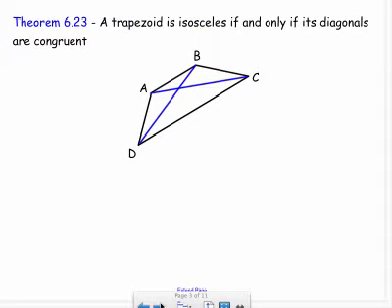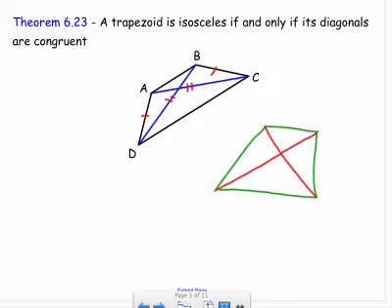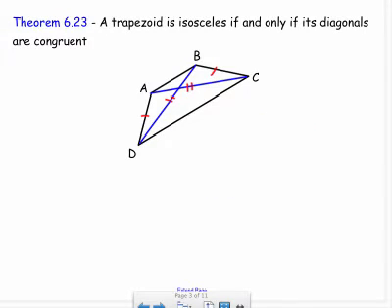The last thing about a trapezoid is that it's isosceles if and only if the diagonals are congruent. So this is a lot like a rectangle. If it's isosceles, the diagonals are congruent, so these two blue pieces would be the same distance. It wouldn't work for a non-isosceles trapezoid. If I had something like this, kind of an ugly one, and I drew in the diagonals, do those even look congruent? No, not even close. So it's only for isosceles trapezoids.